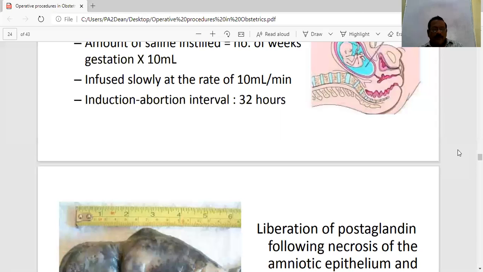Coming to hysterectomy, extracting the products of conception out of the womb before viability, performed through the abdominal route. The indication is failed MTP, or cases where dilatation and evacuation are contraindicated, as in fibroid uterus and uterine anomalies, where the other procedures of medical termination of pregnancy are contraindicated. We will study hysterectomy later.